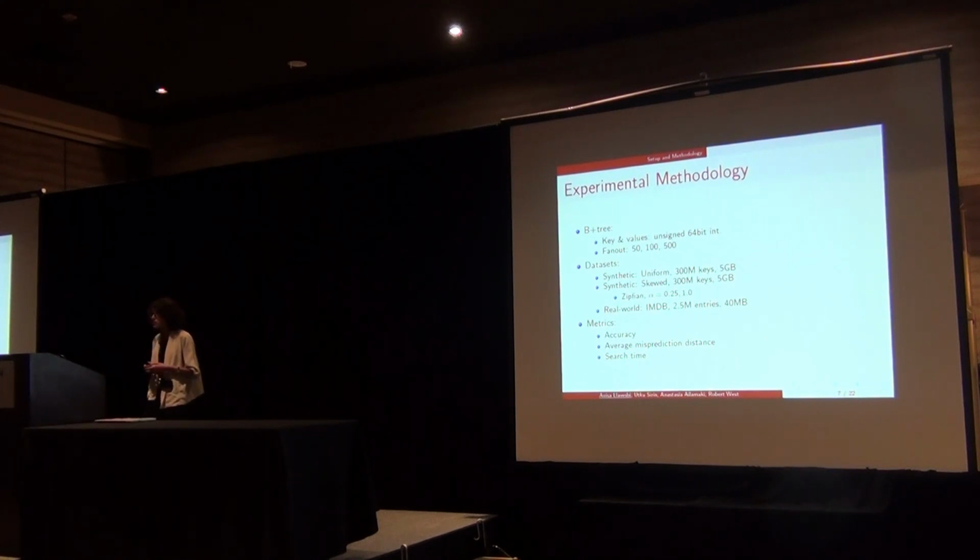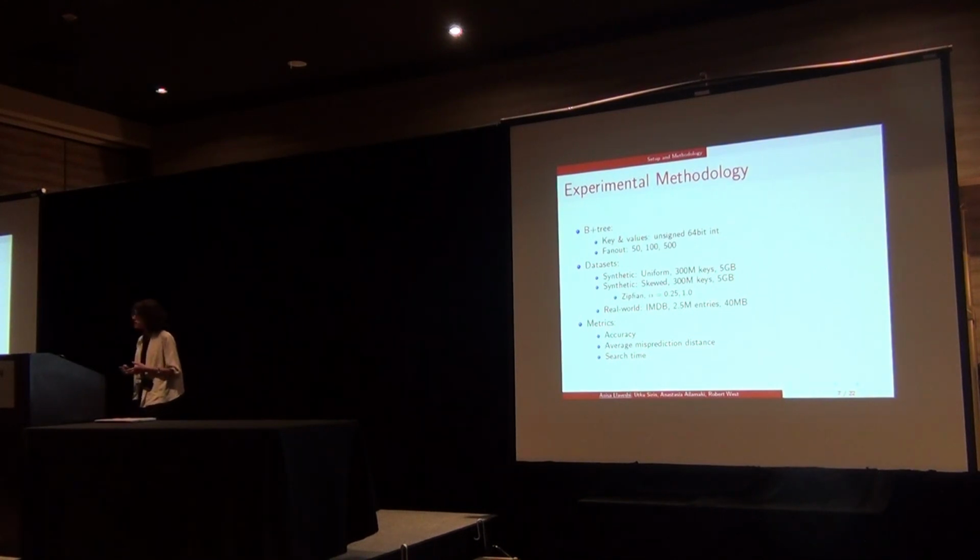For synthetic data sets, we use a uniform data set, and we bulkload the tree with 300 million keys, which amount up to 5 gigabytes. And again, for a synthetic data set, we use skewed data generated from a Zipf distribution with 2 different skew factors of 0.25 and 1.0. Again, we bulkload the tree with 300 million entries. We also use a real-world data set, which is the IMDb movie data set, and more specifically the title data set, which consists of 2.5 million entries.